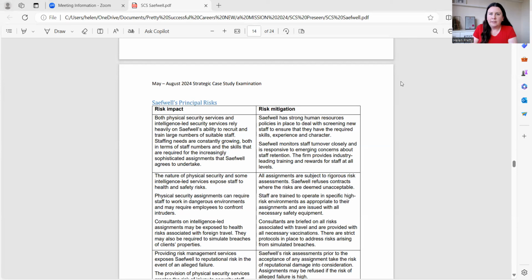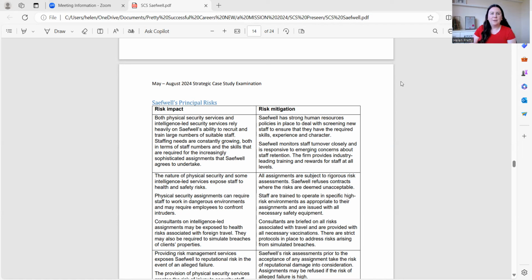How do we mitigate this risk? Saefwell has strong human resource policies in place to deal with screening new staff to ensure that they have the required skills, experience, and character. Saefwell monitors staff turnover closely and is responsive to emerging concerns around staff retention. The firm provides industry-led training and rewards for staff at all levels.